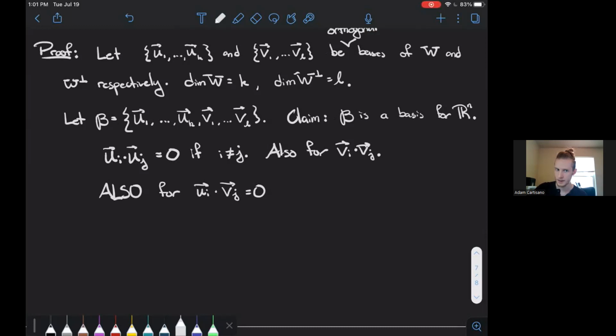In other words, fancy B is an orthogonal set, a set of vectors that are all pairwise orthogonal. And then we have a theorem from the last lecture, 5.1, that says that, thus, B is linearly independent.